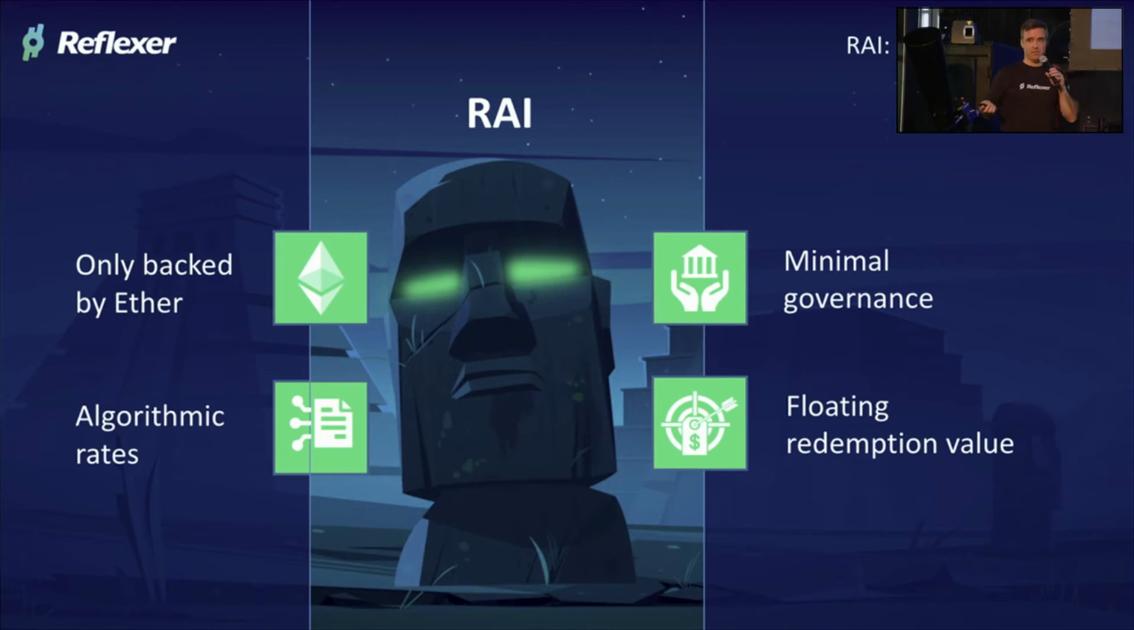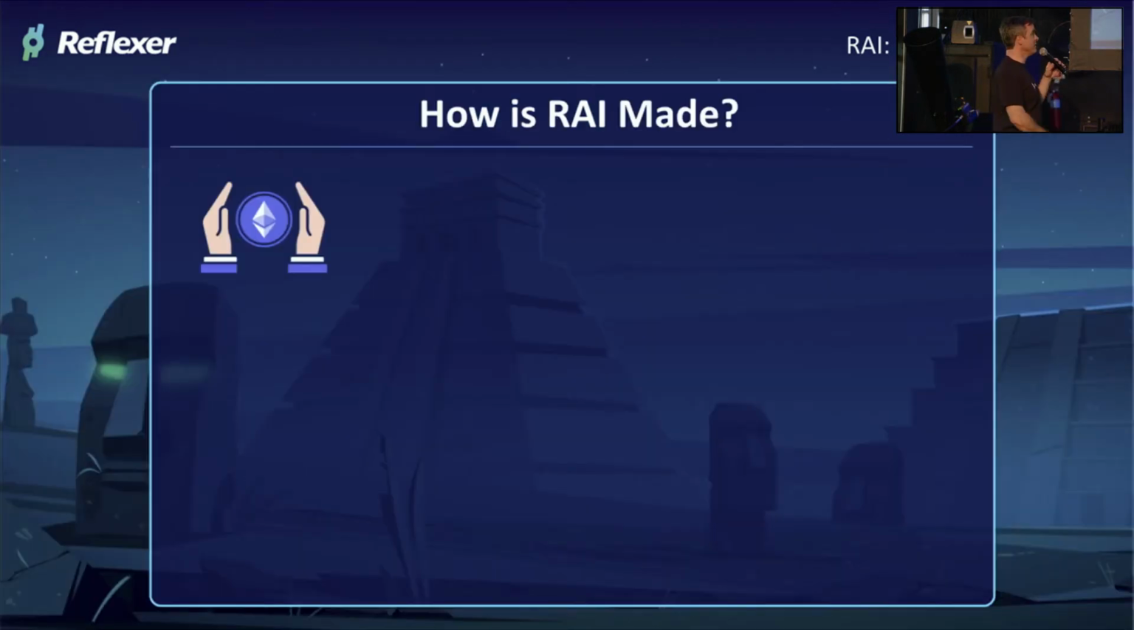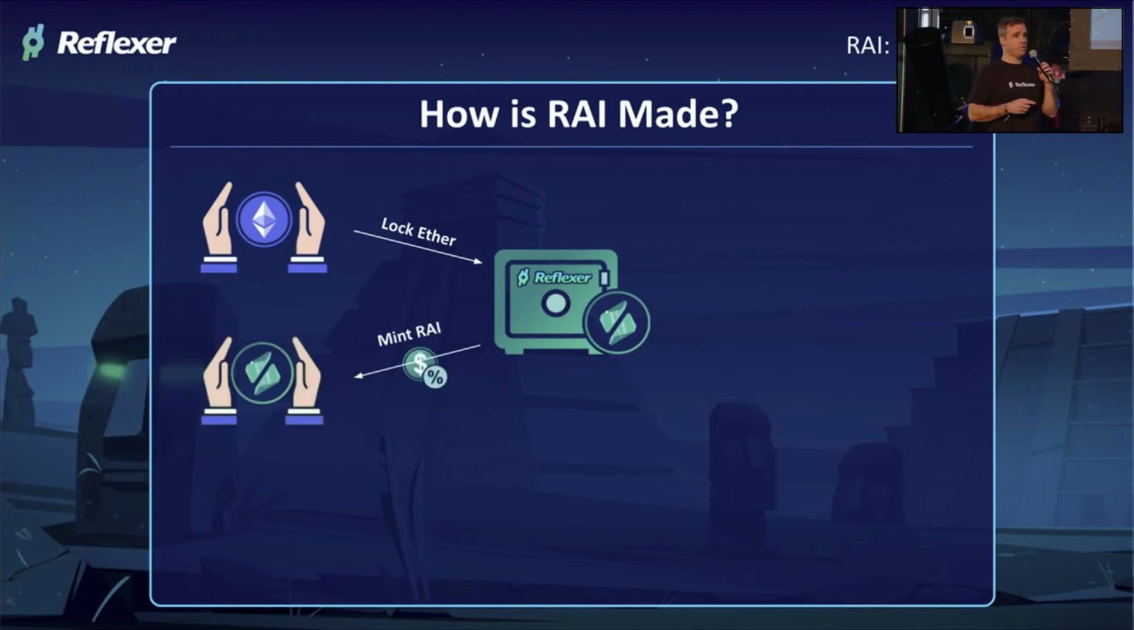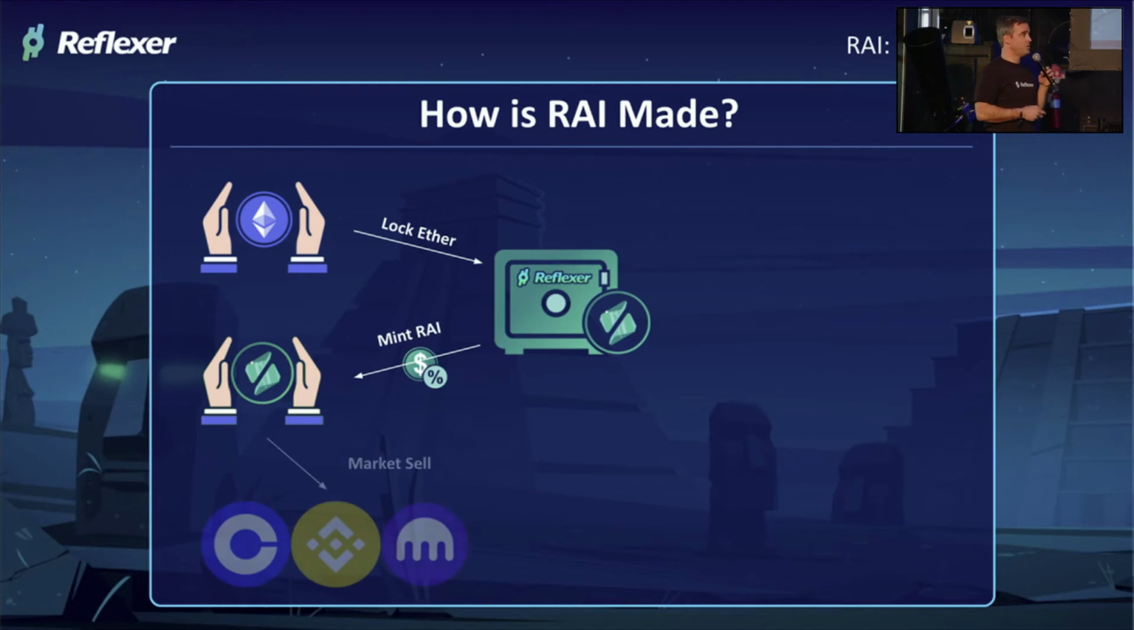So it's different than most all dollar peg stablecoins. Okay, how is RAI made? It's made like any other collateral-backed stablecoin. A user locks Ether in a Reflexer safe. And with that Ether as collateral, you can mint RAI as a loan with a very small annual rate. Right now it's 0.5%.